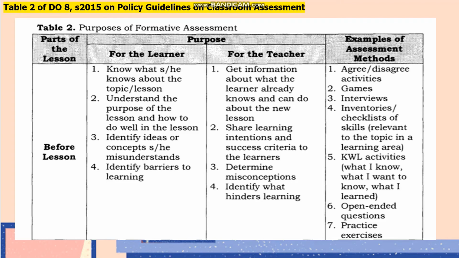agree-disagree activities, games, interviews, inventories, checklist of skills relevant to the topic in the learning area, KWL activities, what I know, what I want to know, what I learned, open-ended questions, and practice exercises.